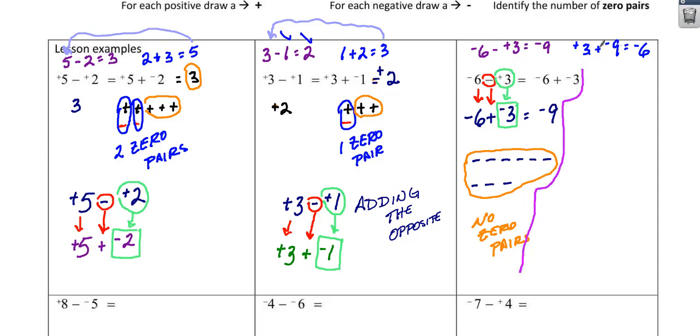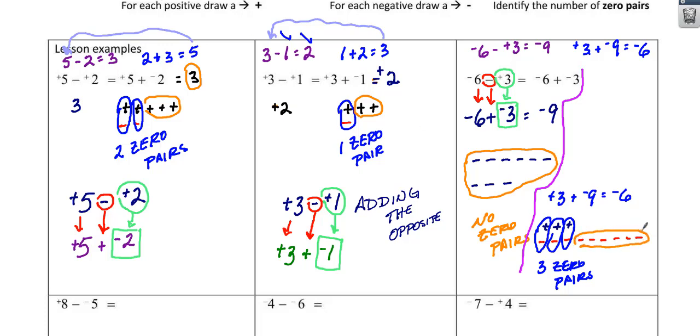I'm going to use this space to do this problem. So let me bring that problem down. Positive 3 plus negative 9 equals negative 6, which means I had 3 positives right there. I had 9 negatives, 1, 2, 3, 4, 5, 6, 7, 8, 9. I had 3 0 pairs right there, 3 0 pairs. And what was left over after I had my 3 0 pairs are these 6 negatives right there. So there you go.